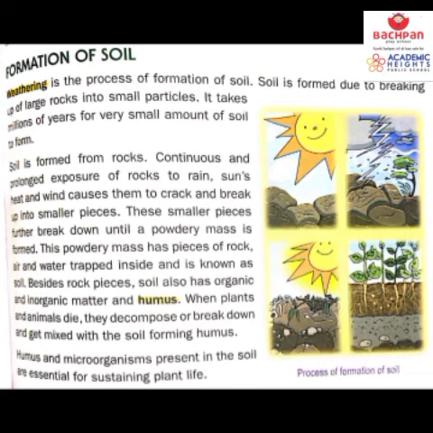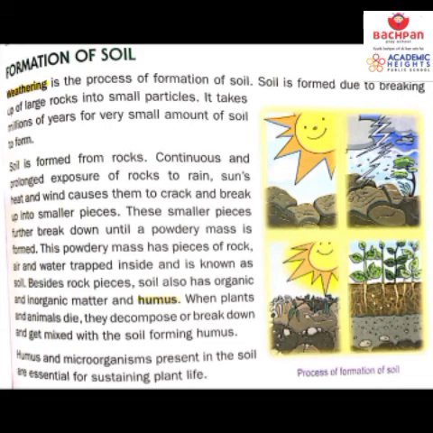So weathering of the rocks is a process of formation of soil. Soil is formed due to the breaking of large rocks into the small particles, as I have explained to you earlier. It takes millions of years. मैंने आपको बताया था ना, बहुत ही slow और gradual process है, continuously चलता रहता है. So millions of years it takes for a very small amount of soil to form. Soil is formed from rocks.